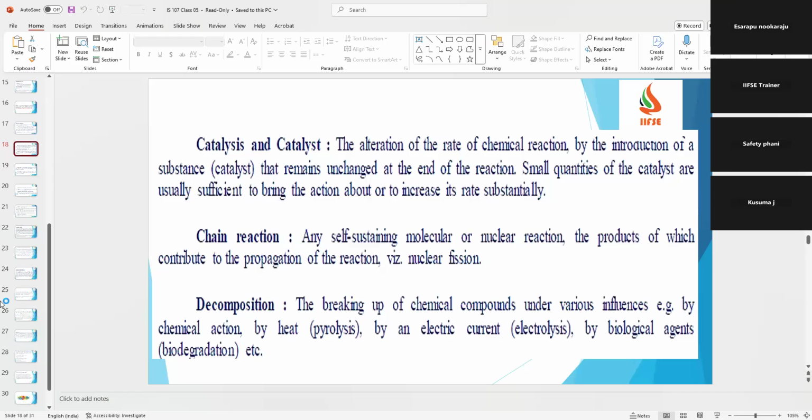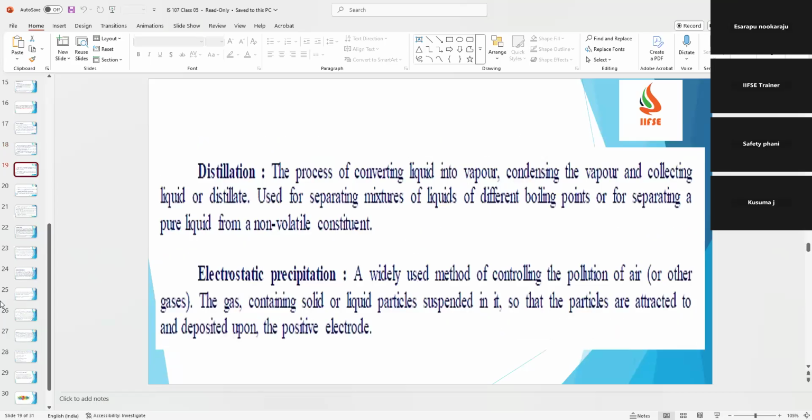Decomposition: the breaking up of chemical compounds under various influences, by chemical action or pyrolysis, by electric current in the electrolysis process, or by biological agents, biodegradation. Then distillation, again a usual process. Here it is the process of converting liquids to vapors, then condensing the vapor and collecting the liquid, or distillate. When you say distillate, it is the product of the distillation.